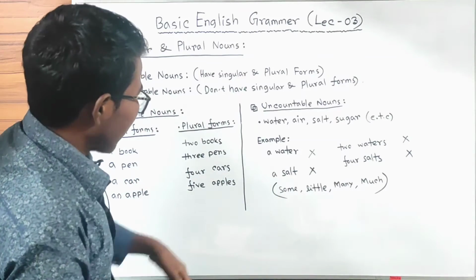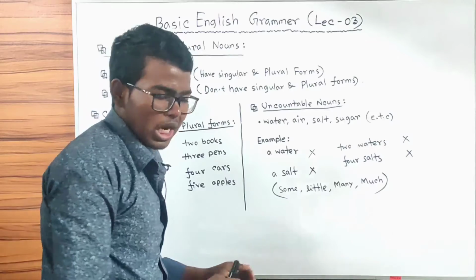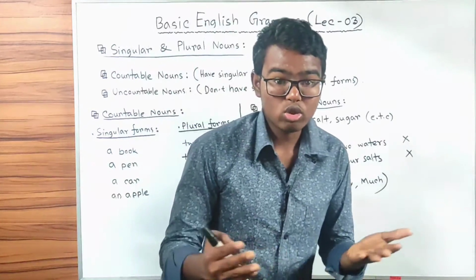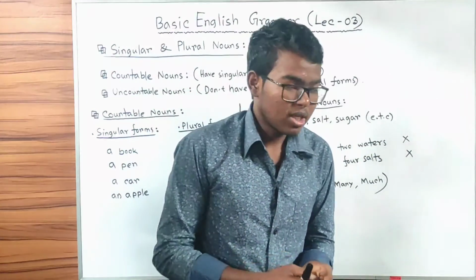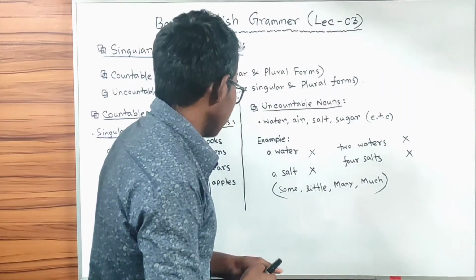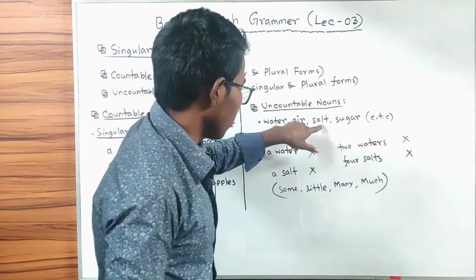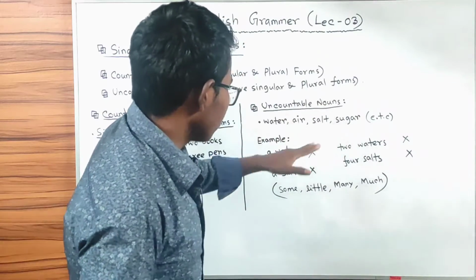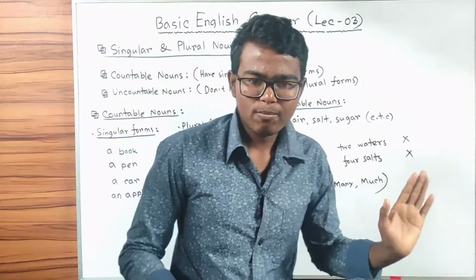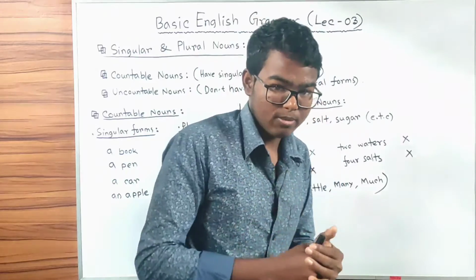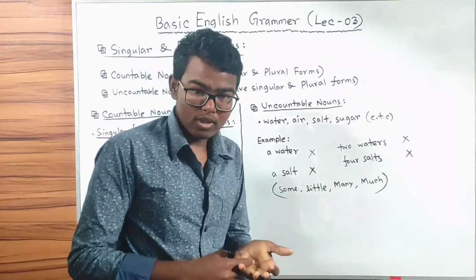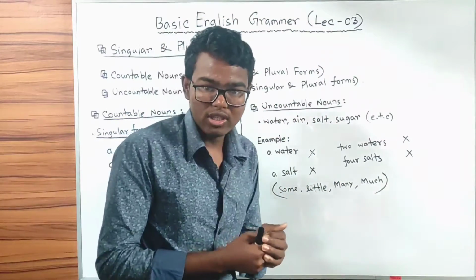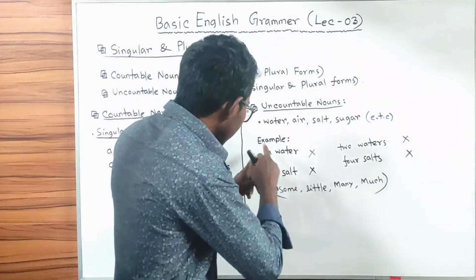Now let's talk about uncountable nouns. Uncountable nouns are nouns that we can't count. Some examples of uncountable nouns are water, air, salt, sugar, etc. Uncountable nouns don't have singular forms as well as plural forms. Let's look at some examples, and after watching these examples you will be clear.